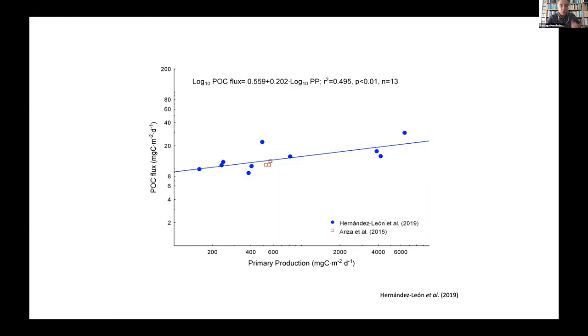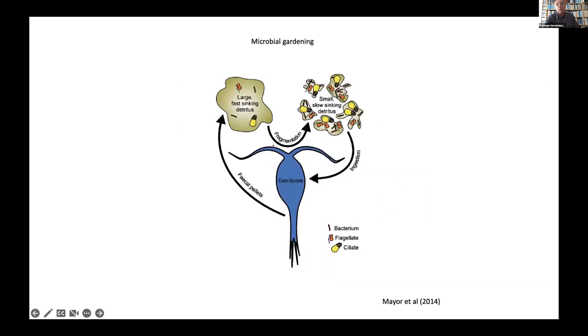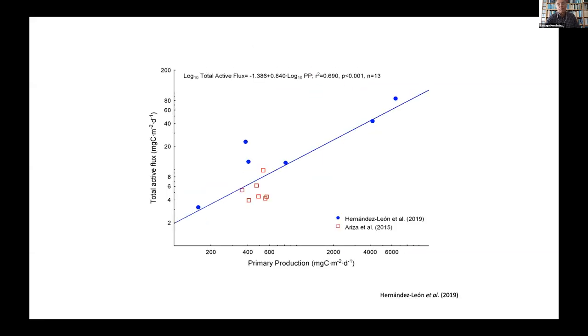This is the POC, the particulate organic carbon flux, and the slope is really very flat. This is mainly because here there is a lot of zooplankton, and zooplankton break the particles, and these large fast-sinking particles are converted into small slow-sinking detritus. So when there is a lot of zooplankton, the particle flux is much lower, but the slope of the active flux in relation to primary production is really important.